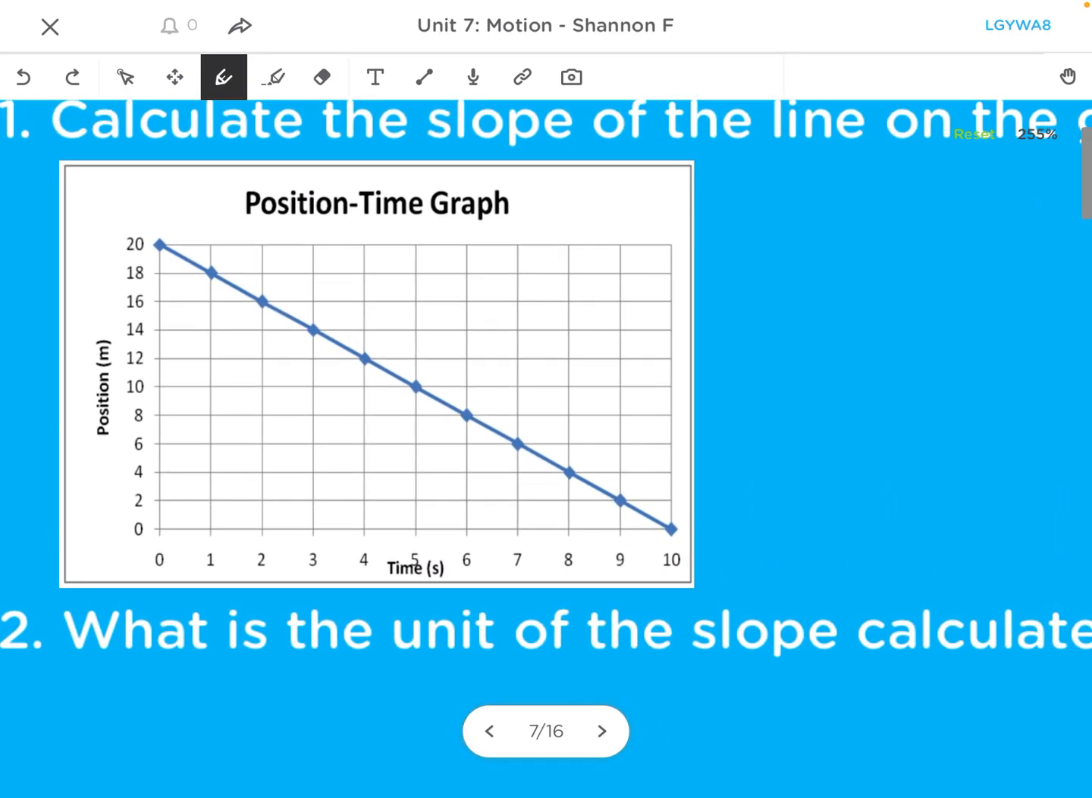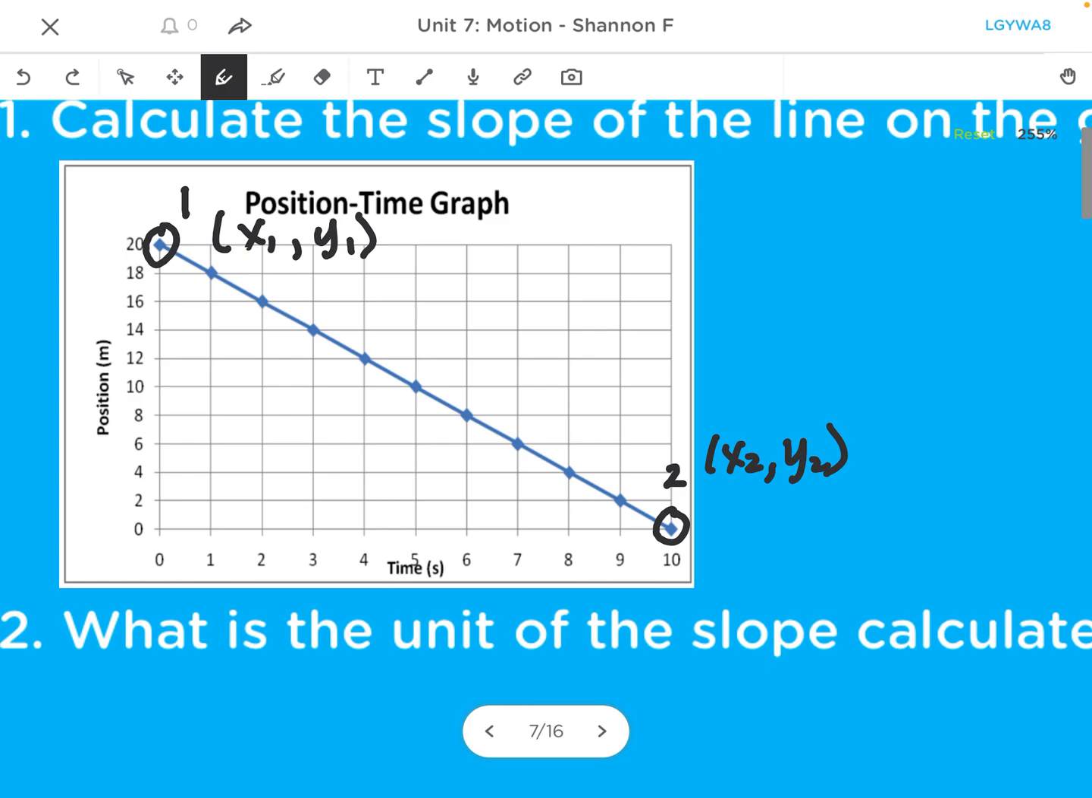And so we pick any 2 places that are easy for us to read off the graph. A good place to be would be like the very first point and the very last point. If those are easy for you to read, those are good places. When you're trying to find that slope, you can either say that this is point 1 and this is point 2. And when you do that, you would write like x1, comma y1, and x2, comma y2.